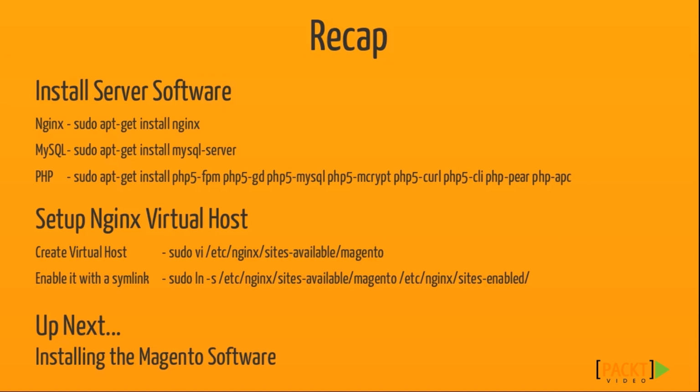So let's recap. We started out by installing our server software. Once we had Nginx, MySQL, and PHP set up, we configured our Nginx virtual host in the sites-available folder and symlinked it to the sites-enabled folder. Don't forget to make sure that your /etc/hosts file is updated, and also don't forget to create a sample index.php file that you can use to test your server in the browser. Coming up next, we're going to proceed with installing the Magento software, so stay tuned.